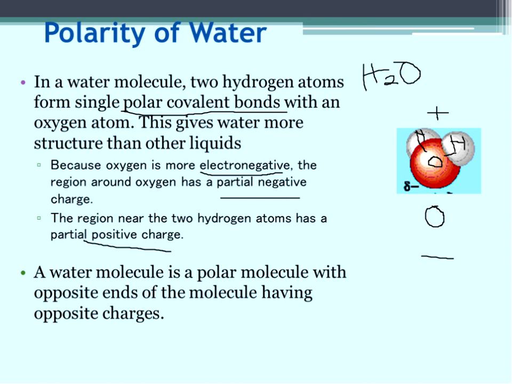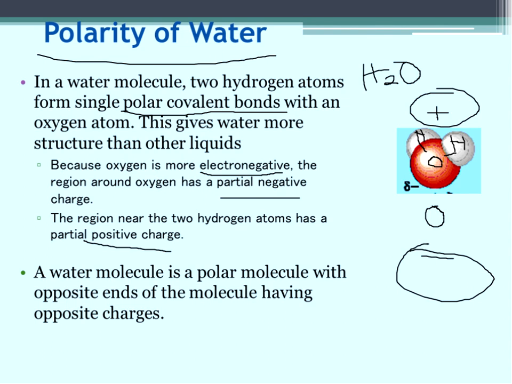So now water is going to act like a magnet. And this is where you get the polarity of water. When they say water is polar, all it means is it has a positive end and it has a negative end. A magnet is polar. Our Earth is polar. We have a positive north pole and a negative south pole. Water is also polar. It has a positive end and a negative end. And with that, opposite ends of the molecule have opposite charges.